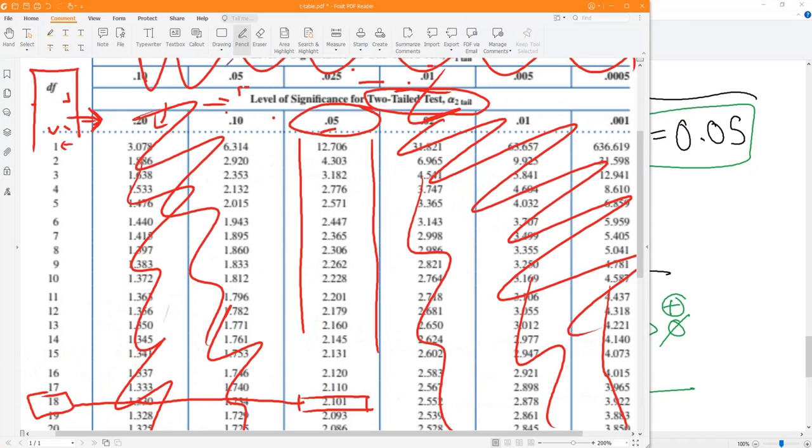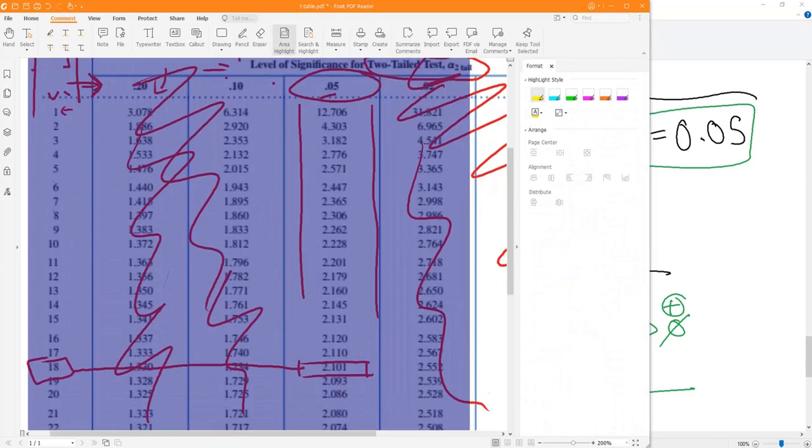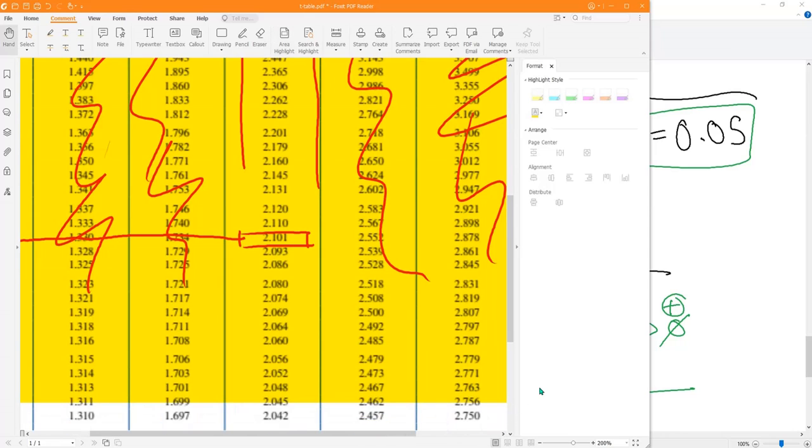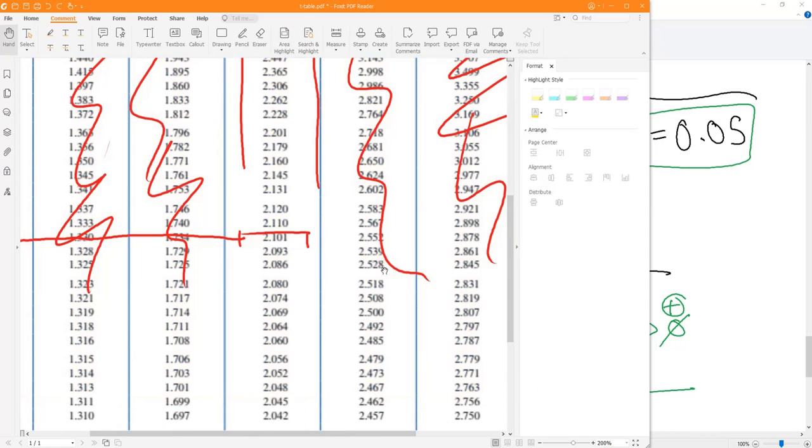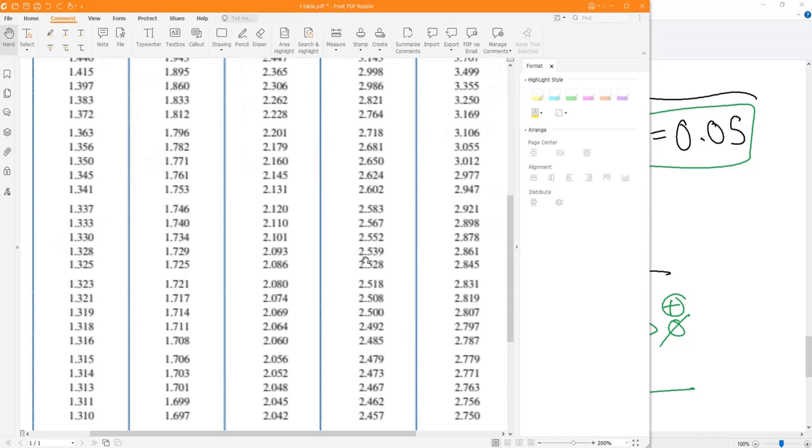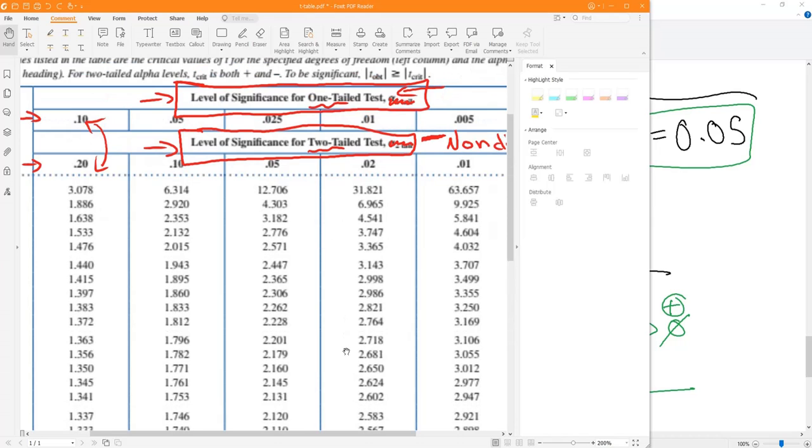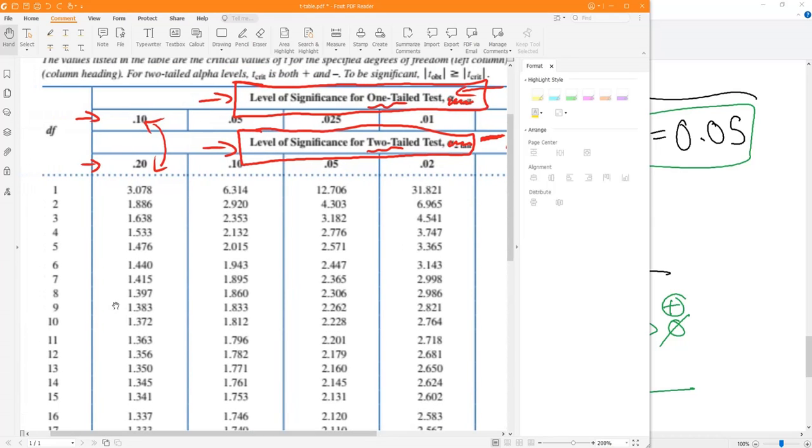Well, this is going to be really fun. Area highlight. I want to area highlight all of this. That was not what I wanted to do. Let's hope Control Z a whole bunch of times works. Yes. Alright, so we have a directional hypothesis now.